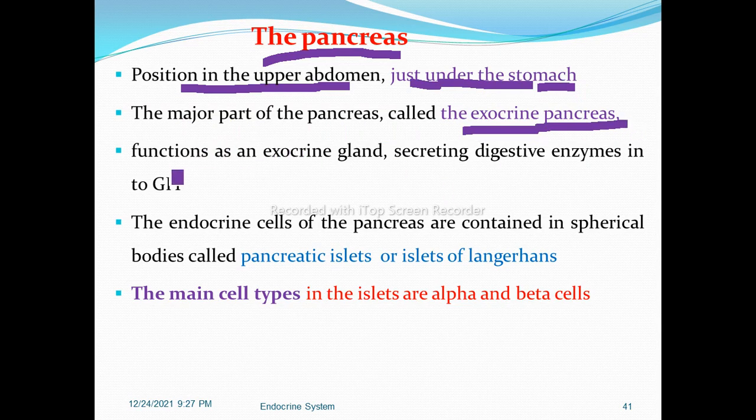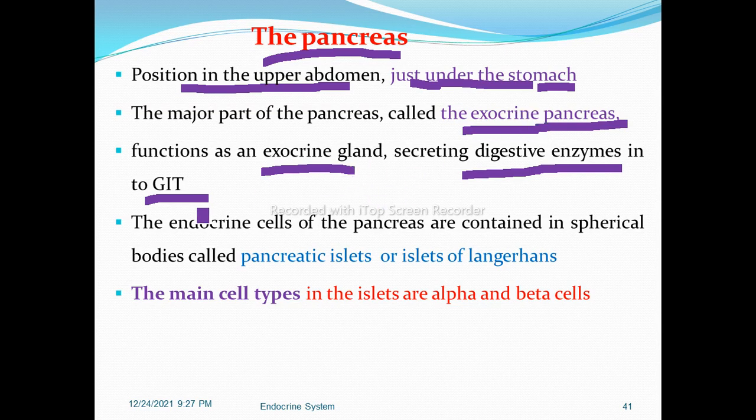The exocrine pancreas functions as an exocrine gland, secreting digestive enzymes into the GIT, like pancreatic juice. These are secreted by the exocrine pancreas, which functions as an exocrine gland in this case.